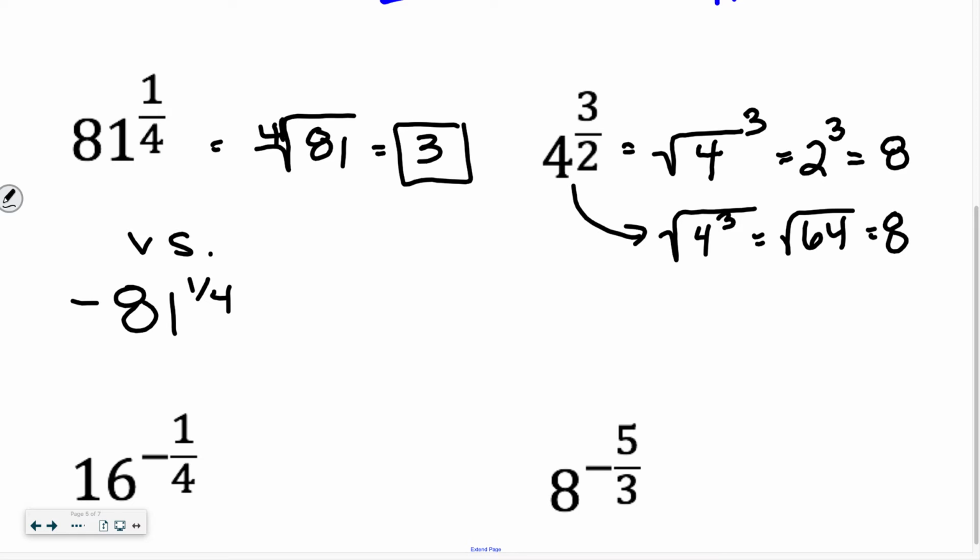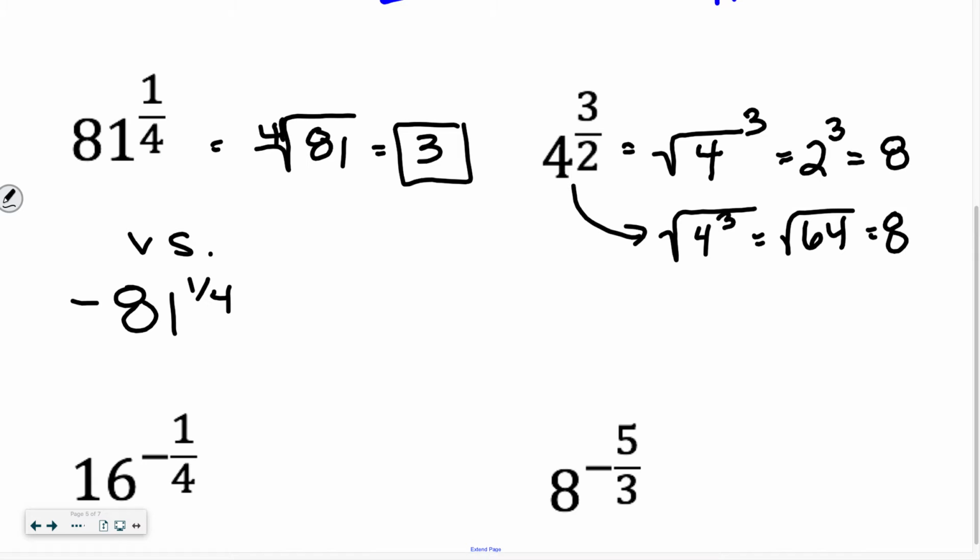Okay, obviously we see the 1/4, so we know we're taking a 4th root. The big question here is, what are you taking the 4th root of? What is the exponent actually touching? Is it touching the negative? The 1/4 is really just touching 81. And there's really just a negative hanging out front.